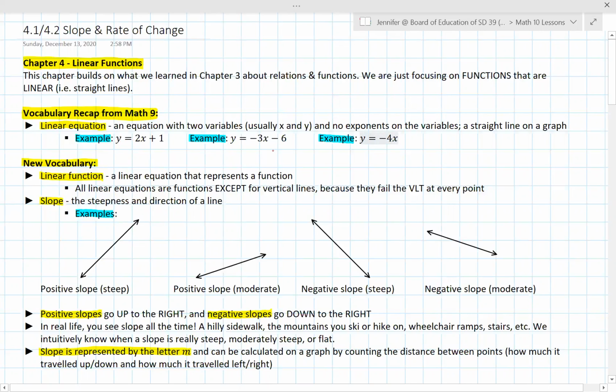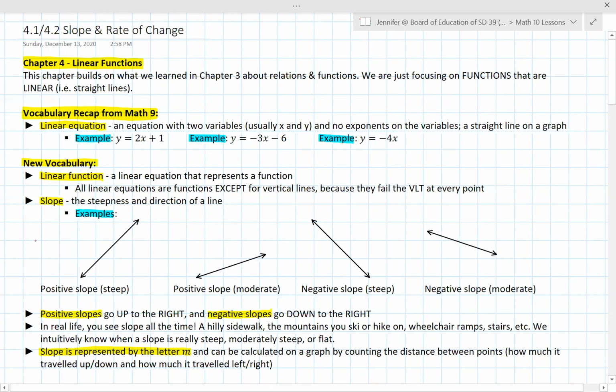New vocabulary this chapter is a linear function. So this is a linear equation that represents a function. Almost all linear equations are linear functions with the exception of vertical lines. We'll talk more about that in a bit, but a vertical line is not a function because it would fail VLT or the vertical line test at every single point. But all other straight lines are linear equations, which are also linear functions.